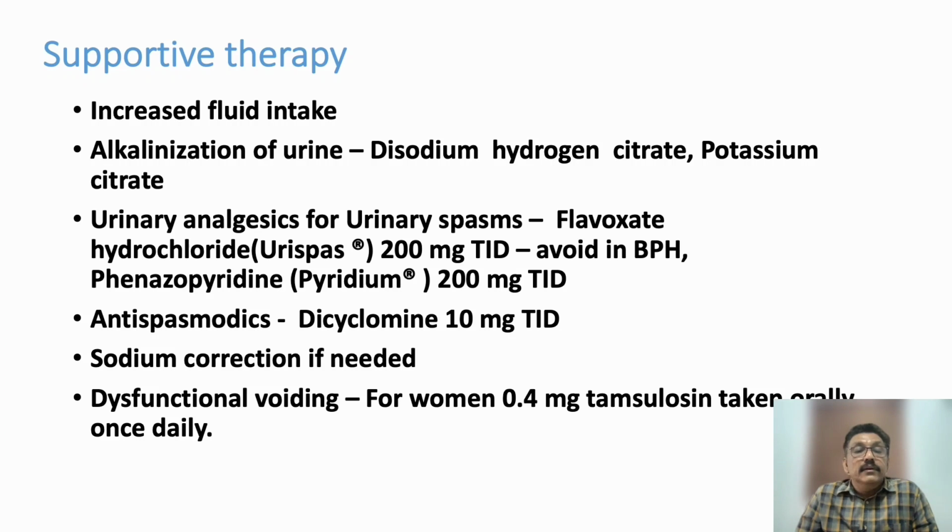Dysfunctional voiding: many patients may require tamsulosin. Whether it is a male or female, we can give tamsulosin, that is recommended. Originally this drug is designed for BPH only, but in urinary tract infection also we can give this drug.